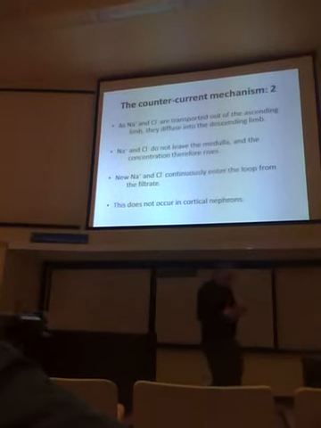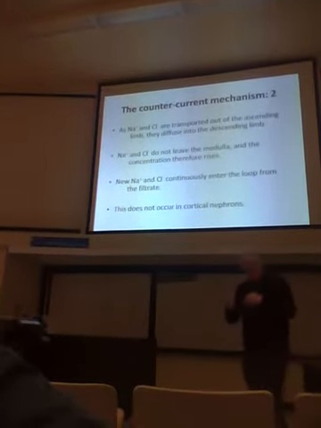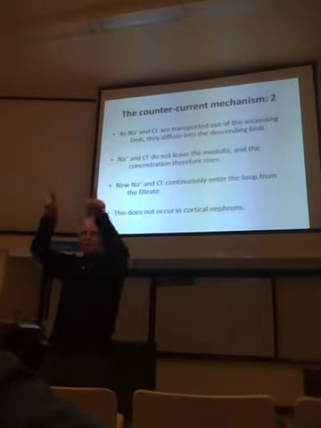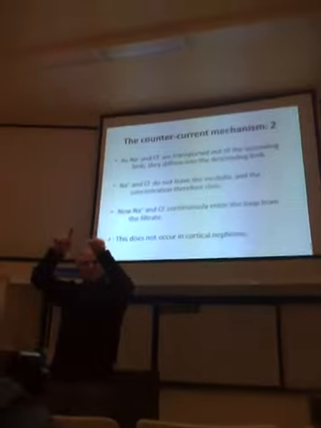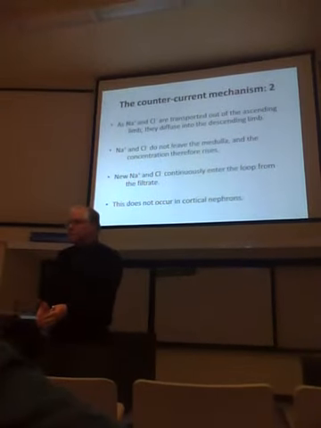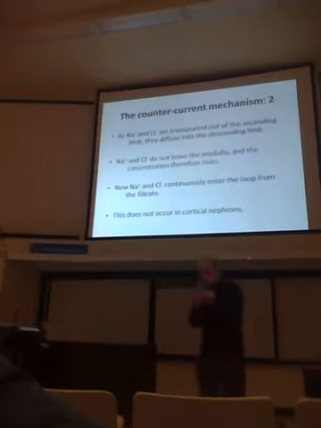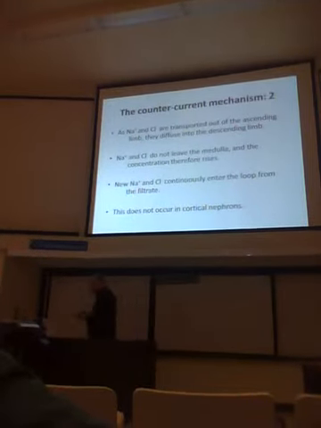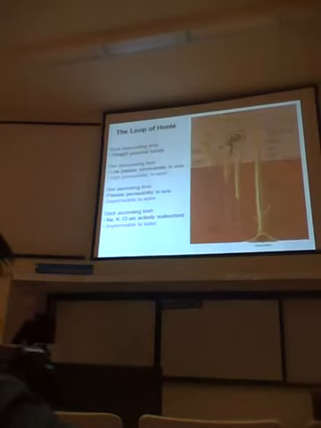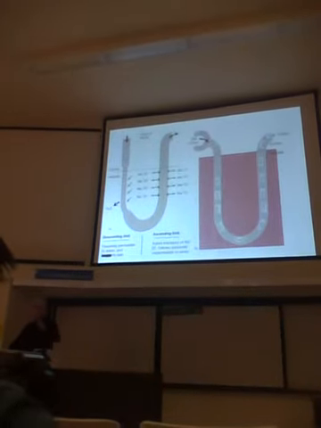That's the purpose of these long loops of Henle. It doesn't happen in the cortical nephrons because they don't go down into the medulla. We're only talking about the ones that go way down into the medulla that cause this gradient of concentration in the medulla. Now, are there any questions on that?